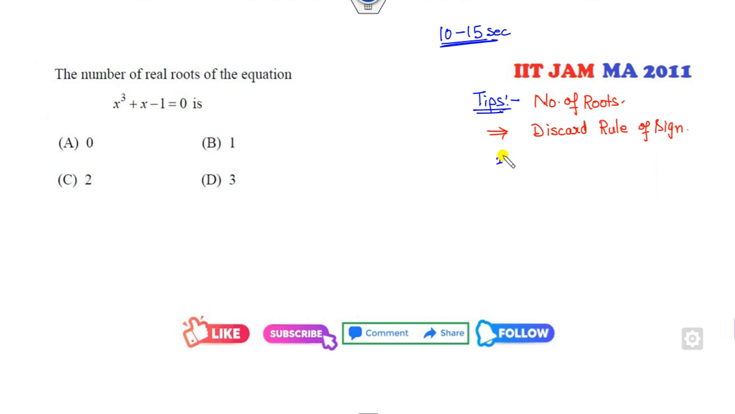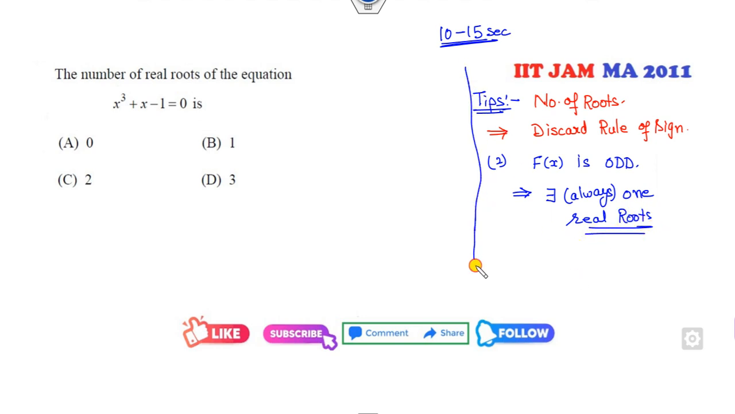Second tip: whenever your function f(x) is of odd degree, there always exists at least one real root, whether the root is positive or negative. Now look at this: the degree is odd, so 0 as the number of real roots is cancelled out because of this option. Now how can you find the actual number of roots? I can apply the Descartes rule of signs.